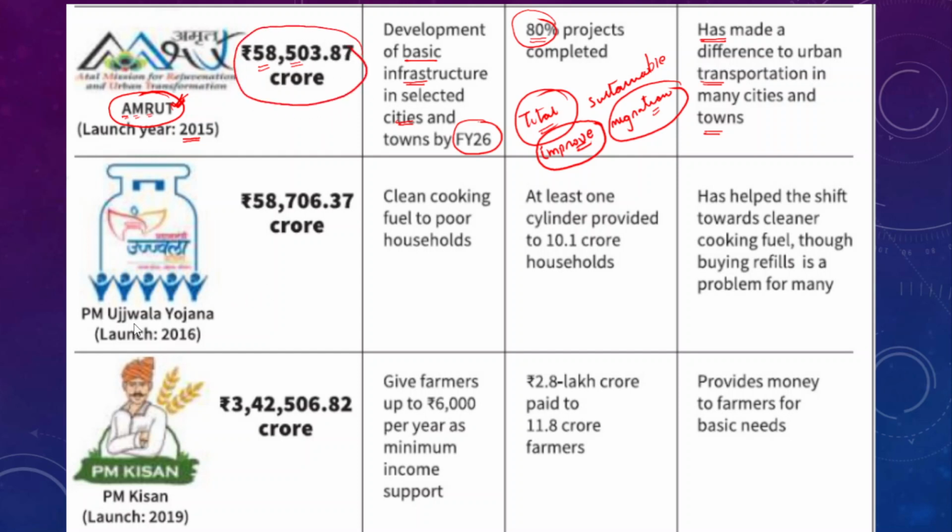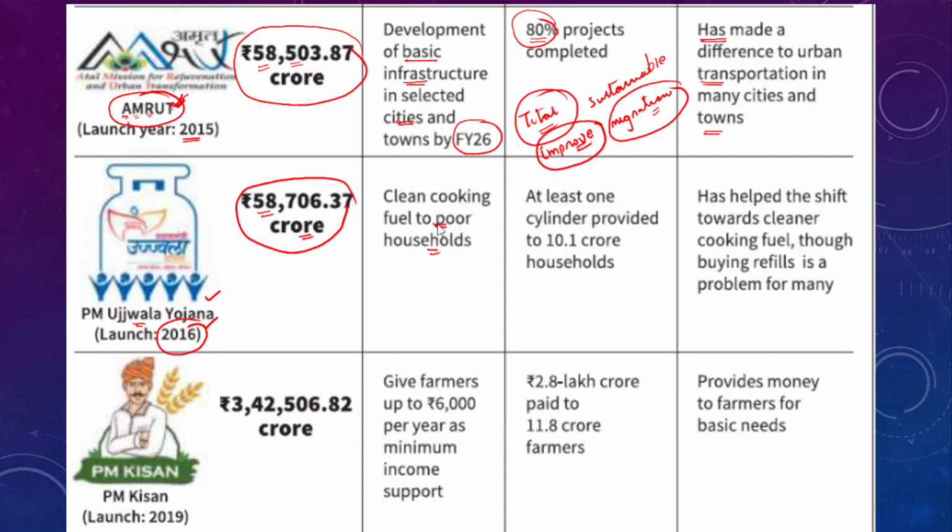So after that, the PM Ujjwala Yojana was another flagship program of the government. This was launched in the year 2016. Around 58,706 crore have been allocated so far for this particular Ujjwala Yojana program. So I hope all of you have the basic idea about the Ujjwala program. The Ujjwala program generally envisions, or provides, clean cooking fuel to poor households, especially the women.